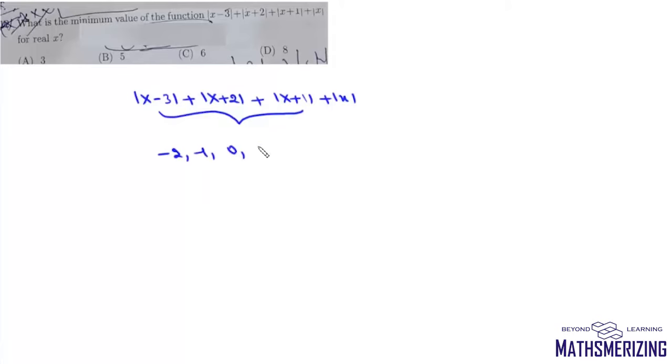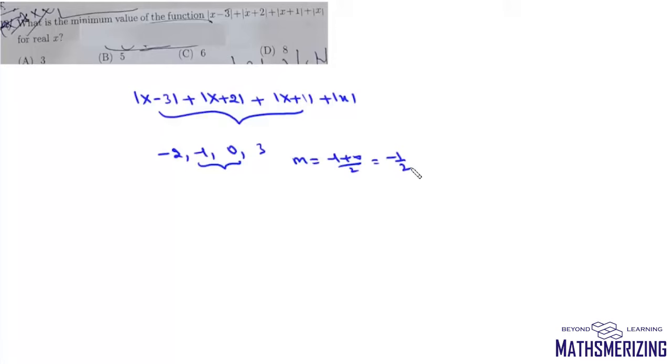Now in this we need to find the minimum value of this function, which is mod of x minus 3 plus mod of x plus 2 plus mod of x plus 1 plus mod of x. Now we know that mean deviation is minimum about its median. So we need to find the median of these four numbers, and the numbers are minus 2, minus 1, 0 and 3. Now since it has two middle values, its deviation will be minimum at m equals minus 1 plus 0 divided by 2. That is, when the value of m is minus 1 by 2.